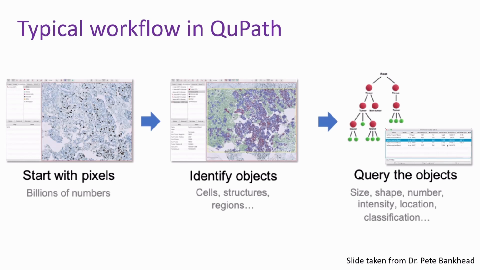And the typical workflow in QuPath is you start with an image, which is composed of pixels, and there can be billions of individual pixels in an image. And you very quickly go from working with pixels to identifying objects. These objects could be your entire tissue, it could be structures like a tumor, regions like an intestinal crypt, or even individual cells or subcellular structures like the nucleus. And then once you've reduced the image down to, say, millions of objects instead of billions of pixels, you can ask questions about the objects, like their size, their shape, how many are there, are they near each other, what's their intensity, all these sorts of questions.